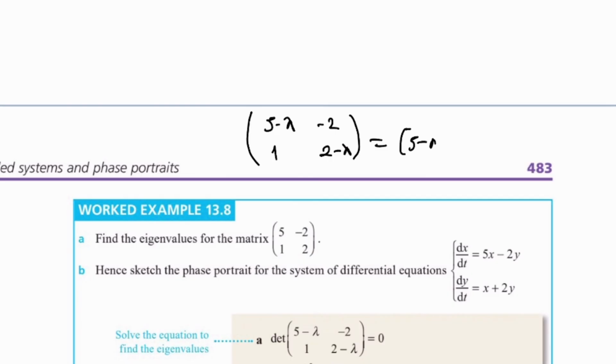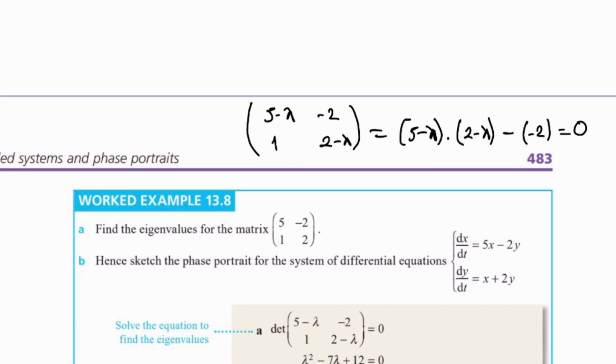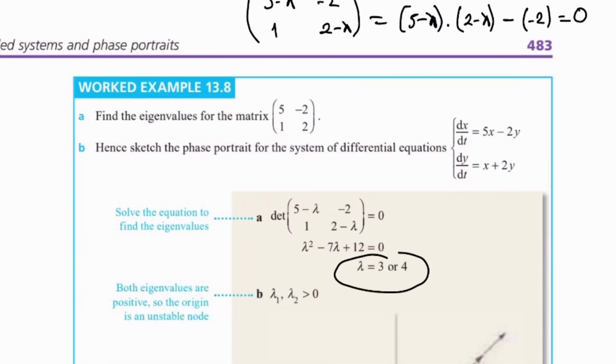5 minus lambda times 2 minus lambda, minus 2. Okay, so from this equation equals to 0, you can sketch this graph and find lambdas, or just distribute this one and find lambdas, right? And lambdas are 3 and 4.